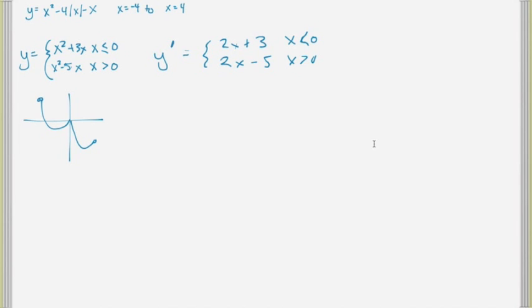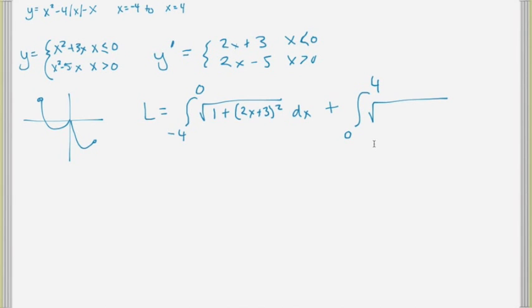That's right. So then for arc length, for the first piece, I'm going to do the square root of 1 plus 2x plus 3 squared, and that's going to go from -4 to 0. And I want to add that to the positive side piece.